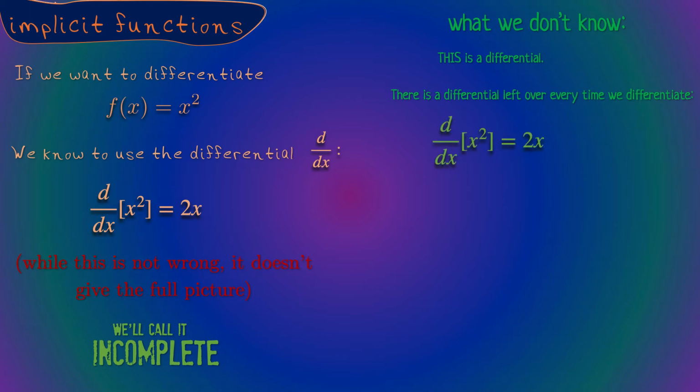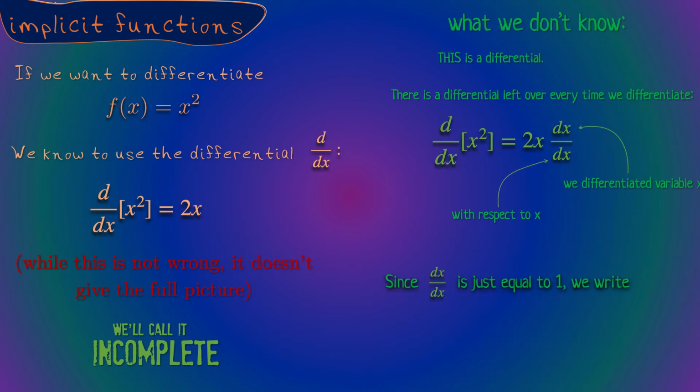So when we have d/dx of x squared, we know the derivative of x squared is really 2x. But what happens is we have 2x multiplied by a differential, dx/dx. And what that means is we differentiated the variable x with respect to x. And we know that dx/dx is just equal to 1, and so that's why we would just say d/dx of x squared is equal to 2x. Since dx/dx is equal to 1, we just don't write it.